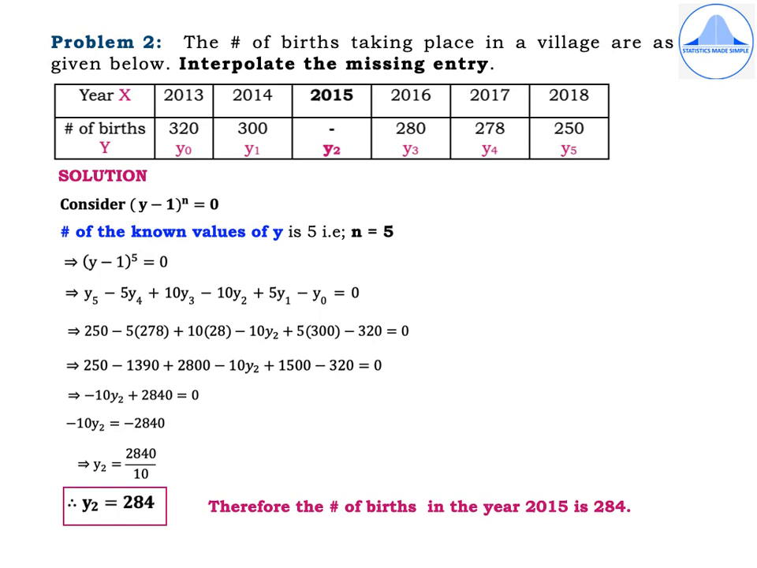and the minus signs get cancelled on both sides, or y2 is equal to 2840 divided by 10. Therefore, y2 is equal to 284. Therefore, the number of births in the year 2015 is 284.